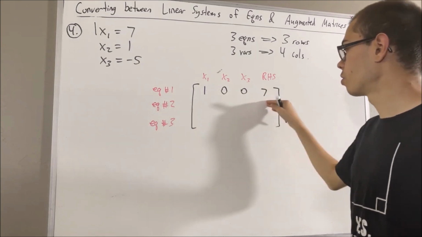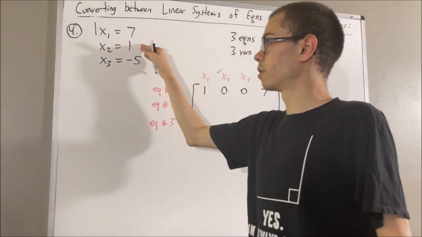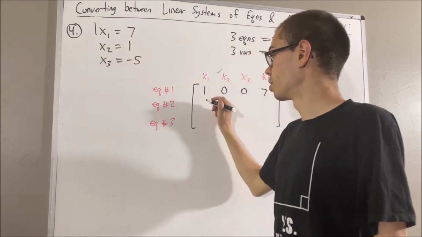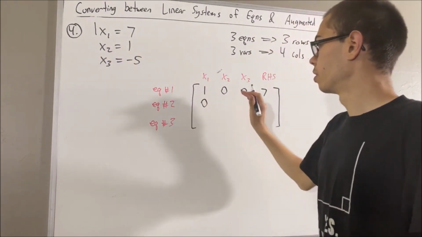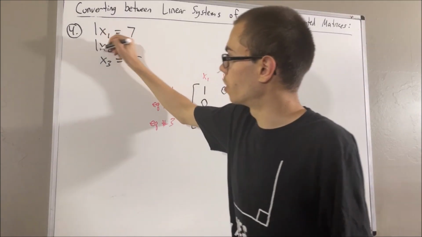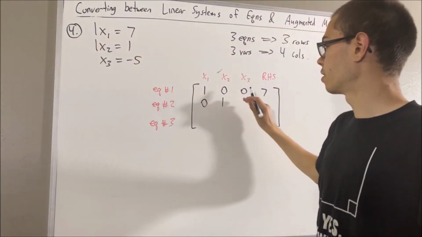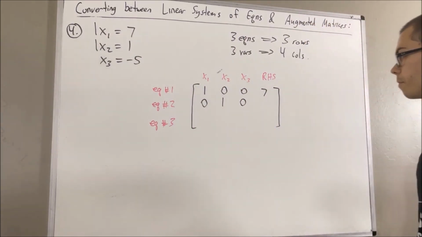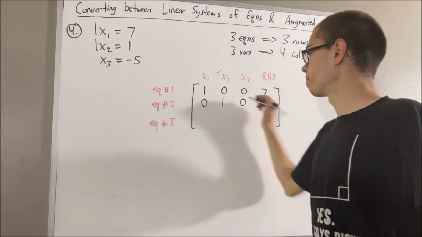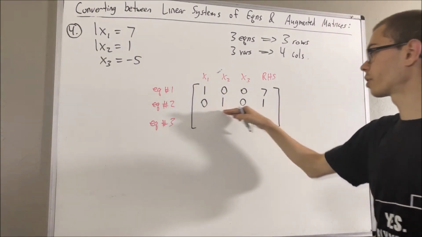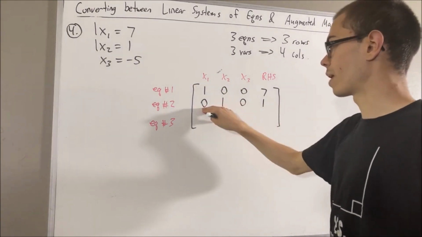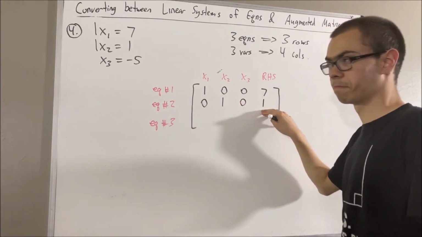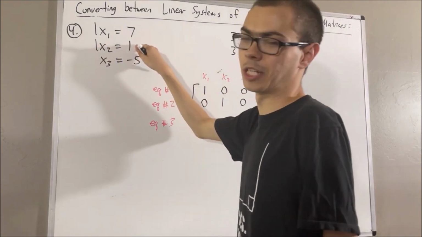Moving on to our second row, we're looking at our second equation. We see that there is no x1 term in our second equation, so this is just going to be a 0. The coefficient in front of x2 is a 1. And, well, there is no x3 term, so it's going to be a coefficient of 0. The number on the right-hand side is a 1. And so the way you could look at this is as though it's saying 0x1 plus 1x2 plus 0x3 is equal to 1. That's precisely what this second equation is saying.